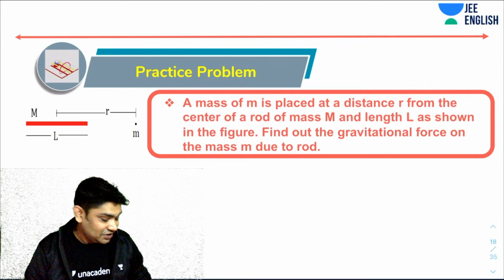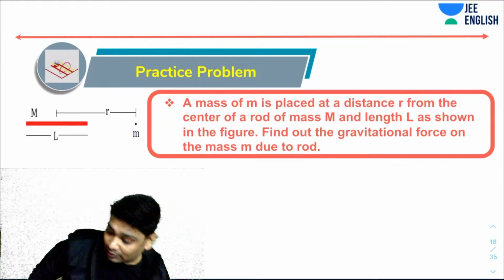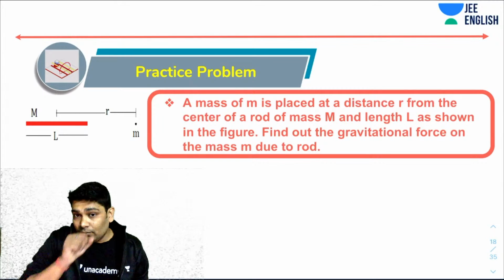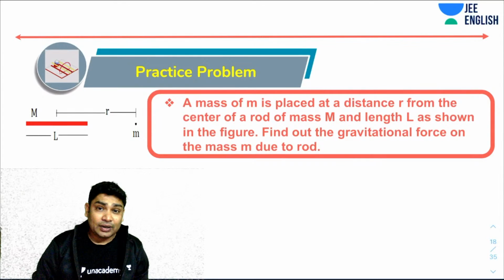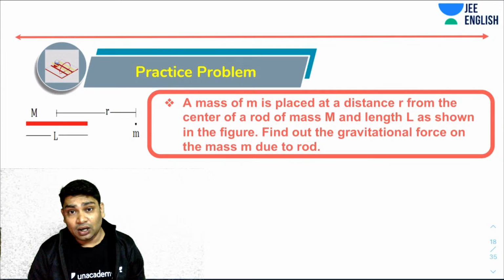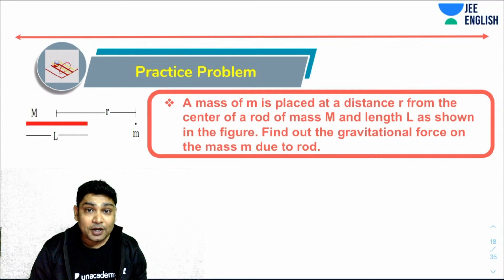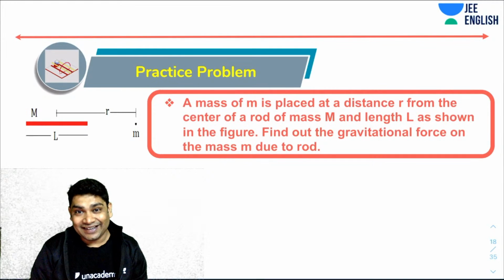Let's see how many of you can think about this. I told you how to calculate the gravitational field intensity for a continuous mass distribution. You want to divide the continuous mass into small point masses. That is the entire idea.